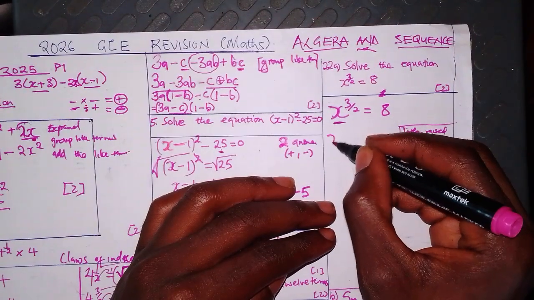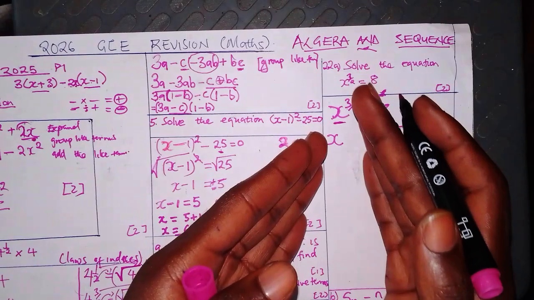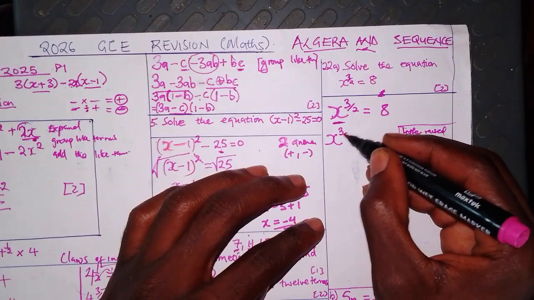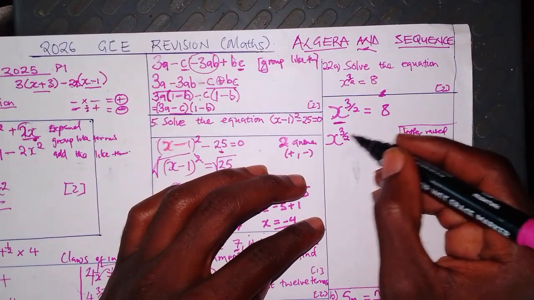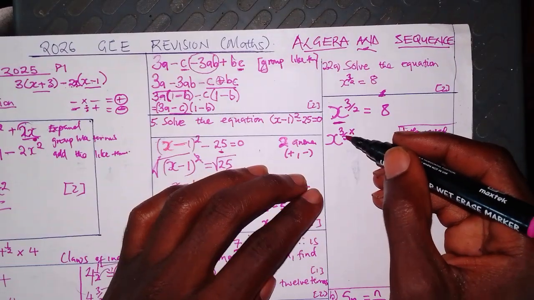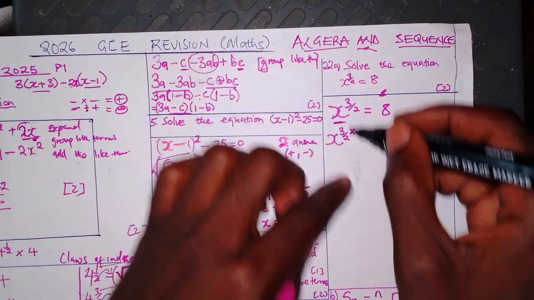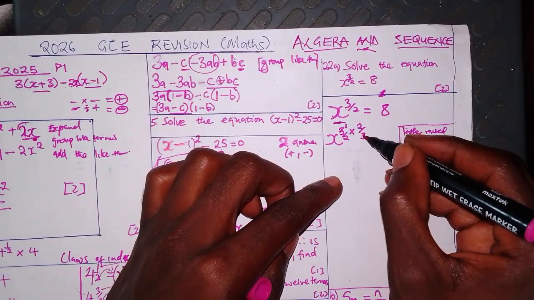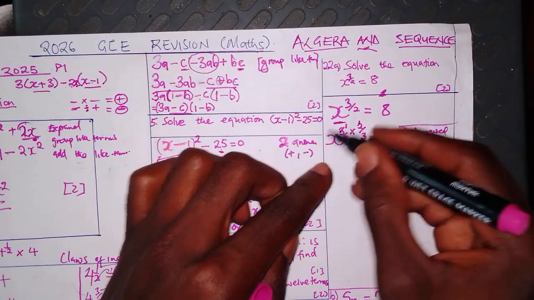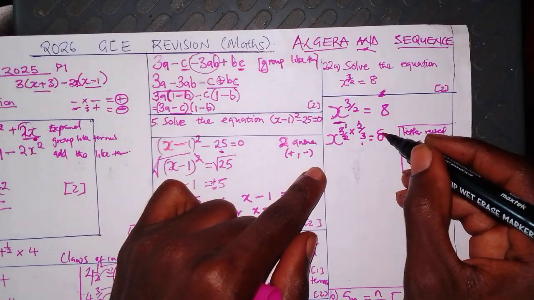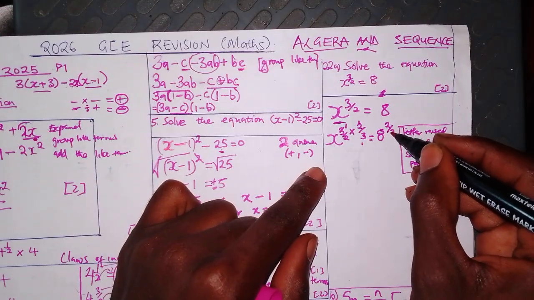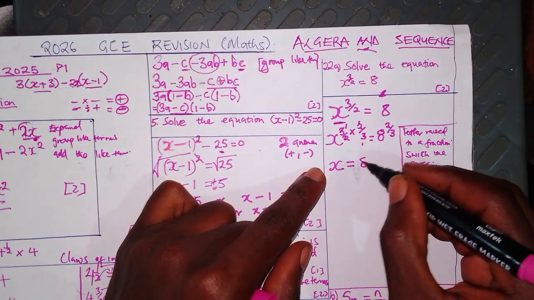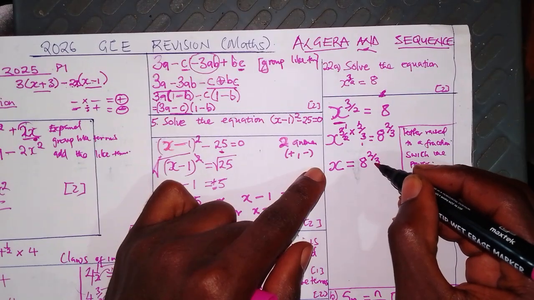So remember I told you whatever you do on this side, you also do on the other side. So on this side we have 3 over 2. So for us to remain with 1, we are going to multiply by the reciprocal, which is the opposite of 3 over 2, which is 2 over 3. Here we have 1, here we have 1. So whatever we do on this side, we also do on the other side. So we say 8 to the power 2 over 3. So we have now x, which is equal to 8 to the power 2 over 3.